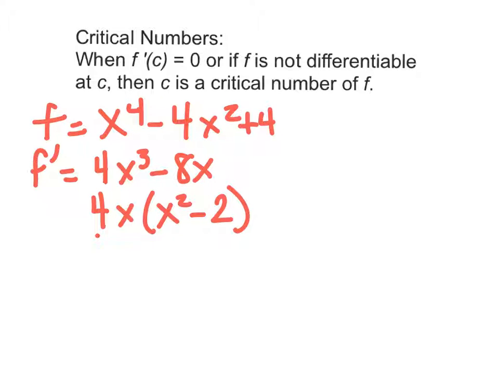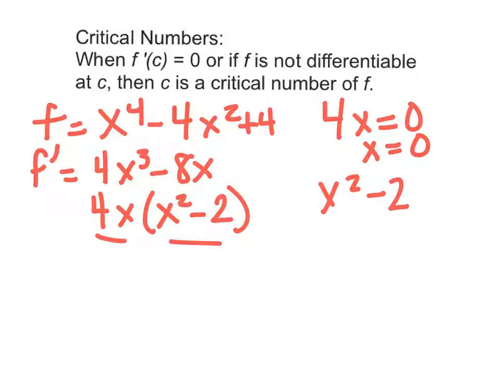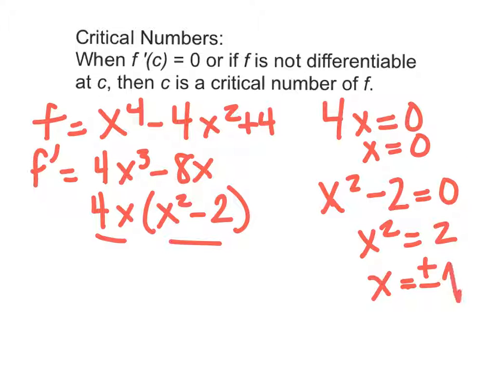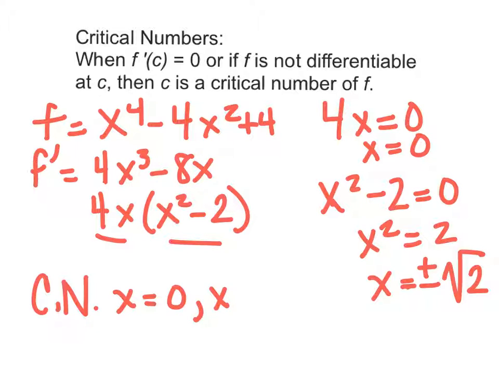And we could use the zero product property to set each piece of this product equal to 0 to solve for the values of x. These values will be our critical numbers for the function. So x squared equals 2, x equals plus or minus the square root of 2. So the critical numbers for x to the fourth minus 4x squared plus 4 are 0 and plus or minus the square root of 2.